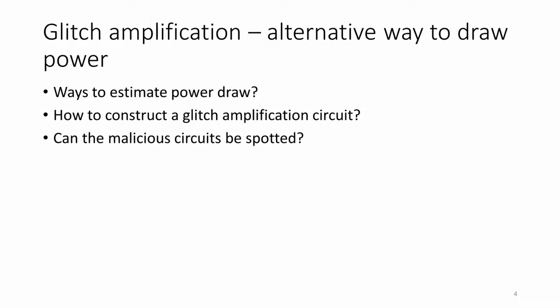But there is an alternative way to draw an excessive amount of dynamic power to cause disruptions. That way is glitch amplification. In this talk, I'm going to briefly go over how to estimate power to highlight the seriousness of glitches. Then I'm going to show you how to construct malicious glitch amplifying circuits. And lastly, we're going to look at our proposed mitigation methods.